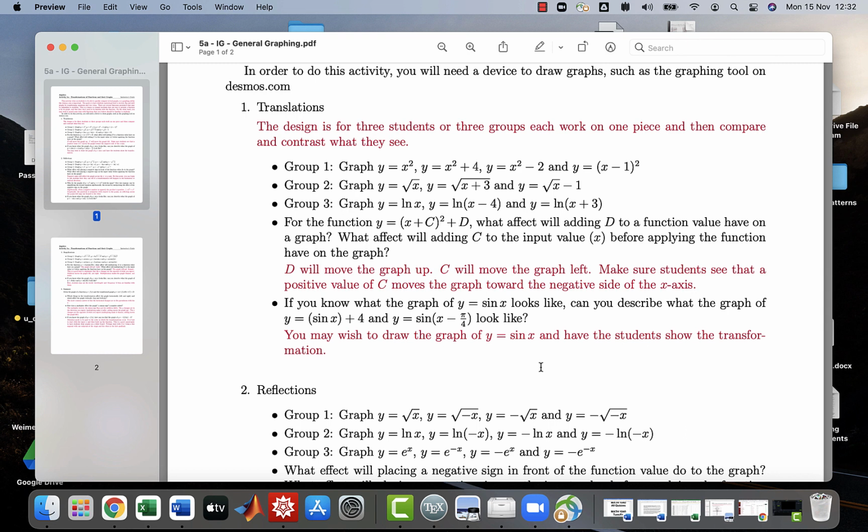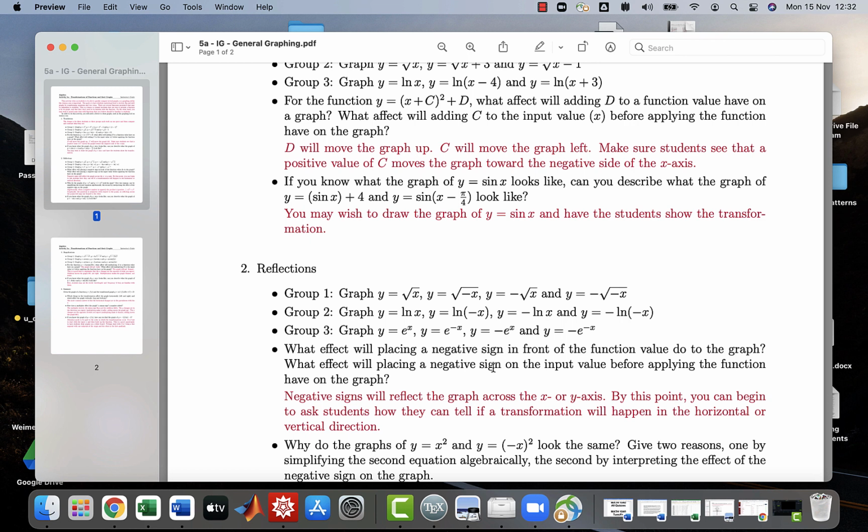Maybe they've put it on their computer screen on Desmos. It's a wave. They should understand that this plus 4 is going to move the graph up, and that this minus pi over 4 is going to move the graph to the right. Simple as that. Translations, we're just shifting the graph, keeping the shape the same.